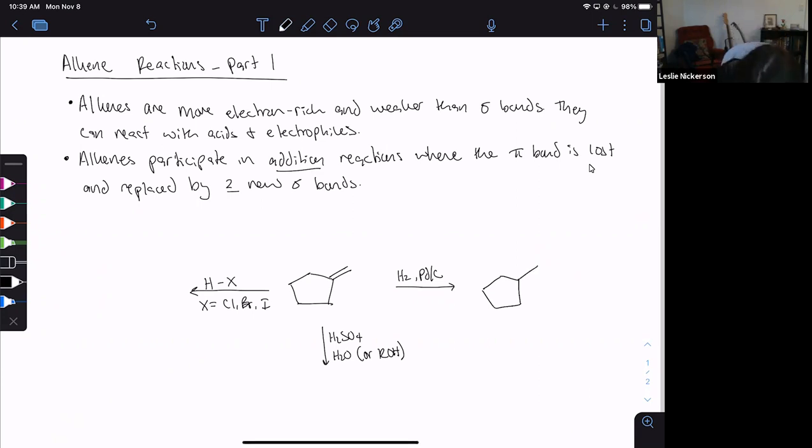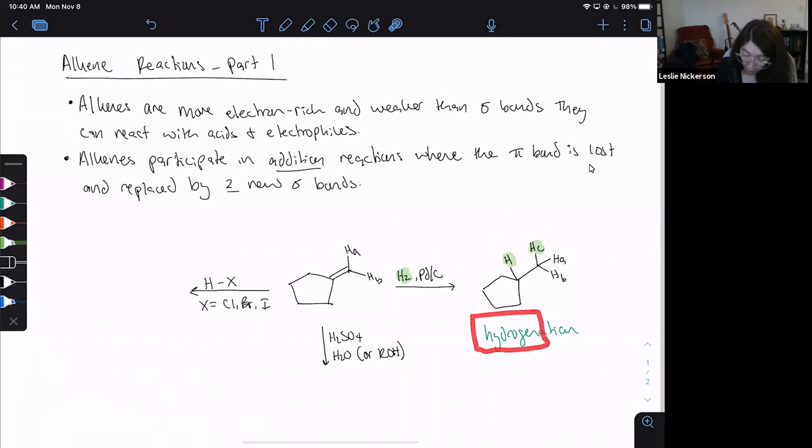Okay, so if we think about what hydrogens we have here, we've got HA, HB, and I don't have anything on the other side, so I've got an H here now. I now have HC. And we're going to add those. Okay, so we've added two H's to the alkene, making it no longer an alkene anymore. So that is called a hydrogenation. The key is in the name here. We're adding hydrogen to the alkene.